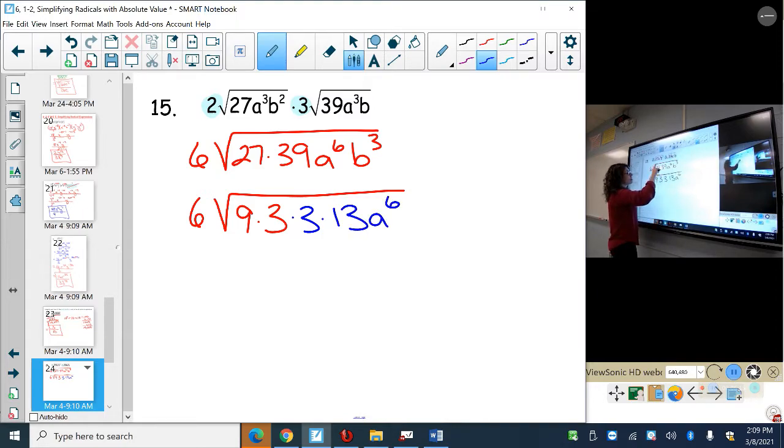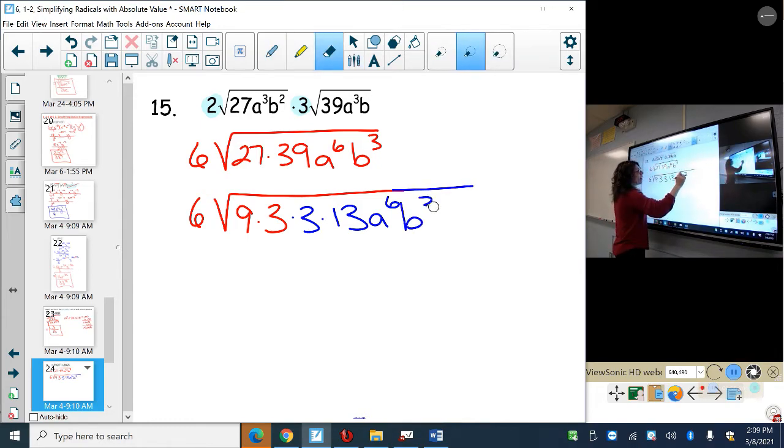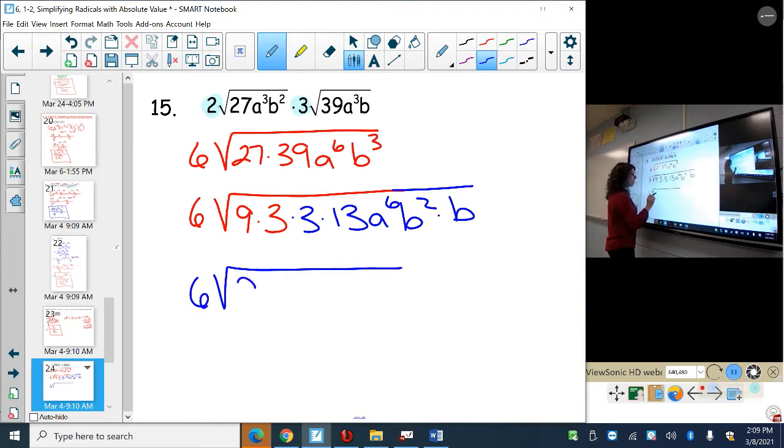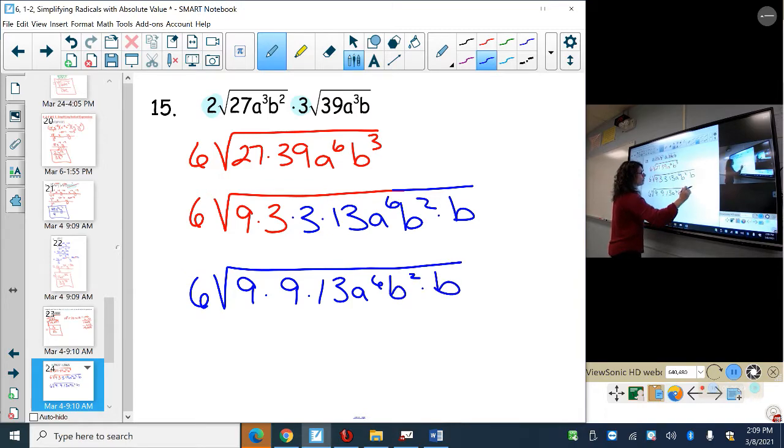A to the 6th, 6 is divisible by my root, but B cubed is not. So that's going to become B squared times B, because my power of 3 is not divisible by my index of 2, so I break it down. So this is going to give me 9 times 9 times 13, A to the 6th, B squared times B. Square root of 9 is 3. Square root of 9 is 3. 13 stays. Square root of A to the 6th is A cubed. Square root of B squared is B, and then B stays on the inside.